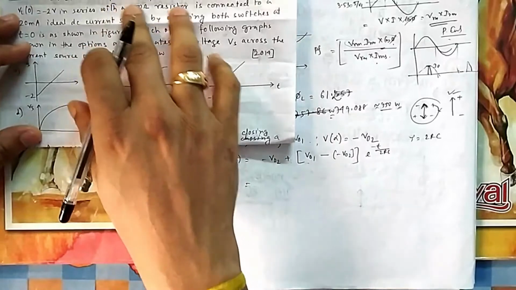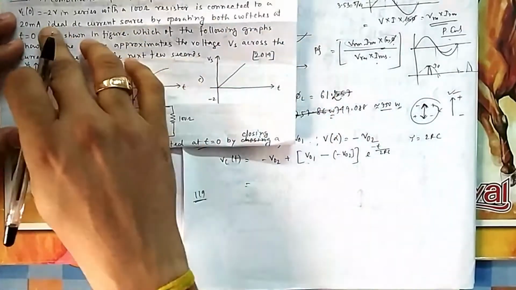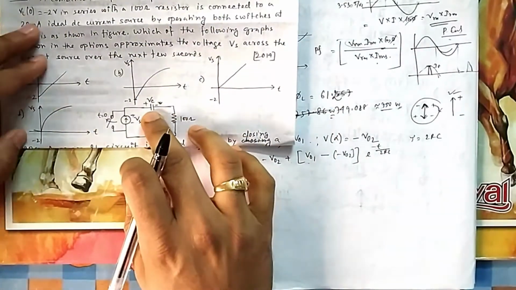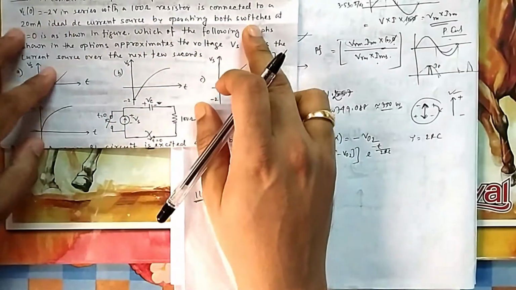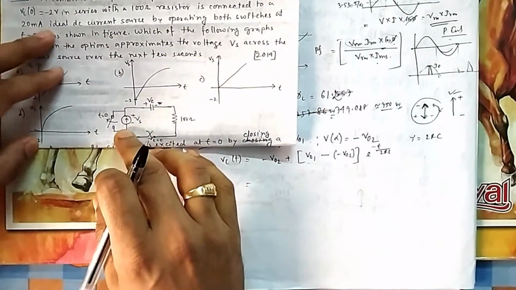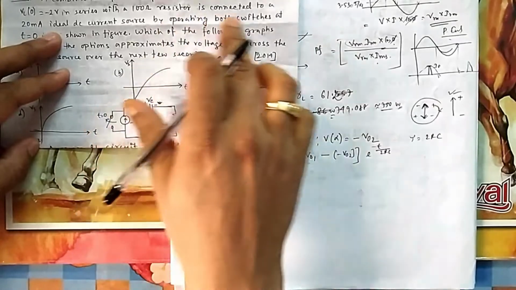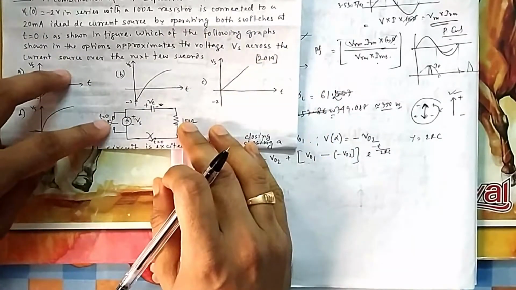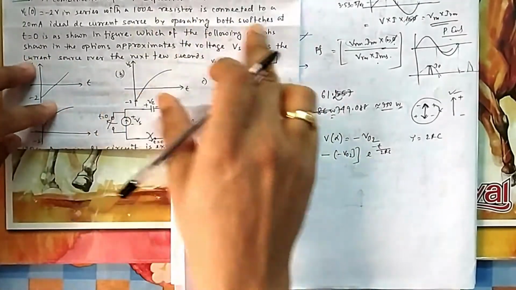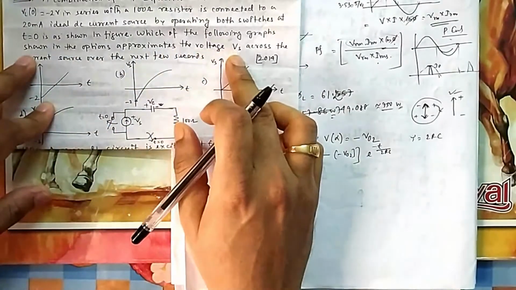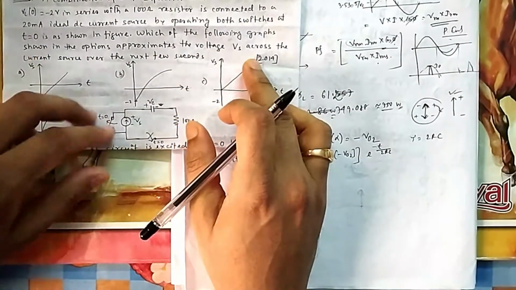The combination of a 1 microfarad capacitor with an initial charge of Vc, given as minus 2 volt, with a 100 ohm resistor is connected to a 200 milliampere current source. By operating both the switches at t equal to 0, one is opened and one is closed. Which of the following graphs shown in the options approximates the Vs across the current source? You want to find this Vs for the next few seconds.